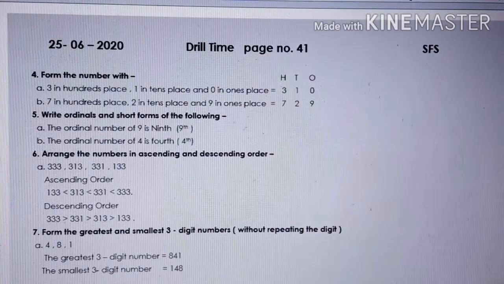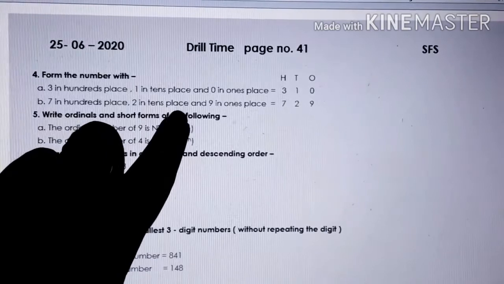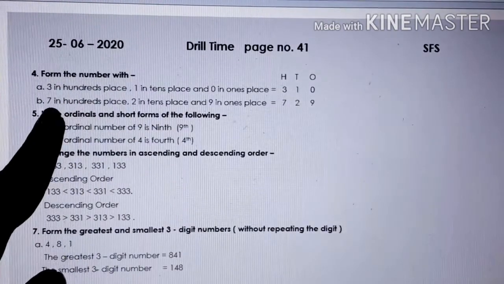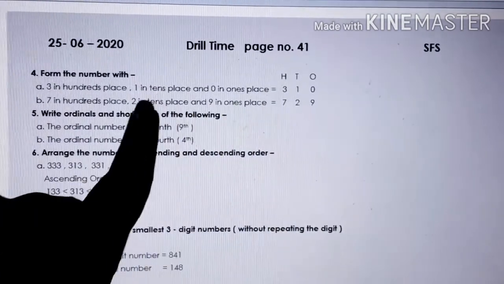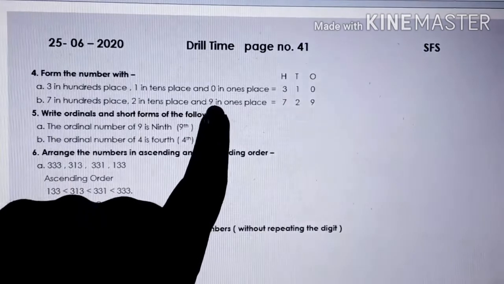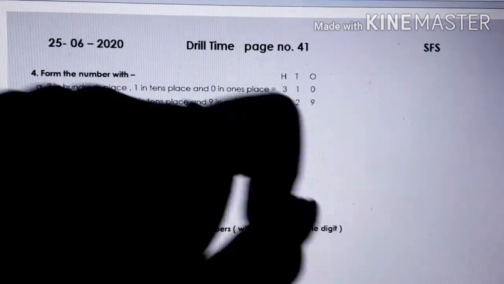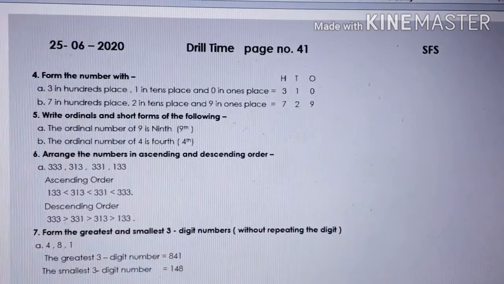310. Okay. Next is 7 in hundreds place, 2 in tens place and 9 in ones place. You just have to put the digits in that place. Put 7 in hundreds place, 2 in tens place and 9 in ones place. So you get the number 729. Am I clear to you all, children?